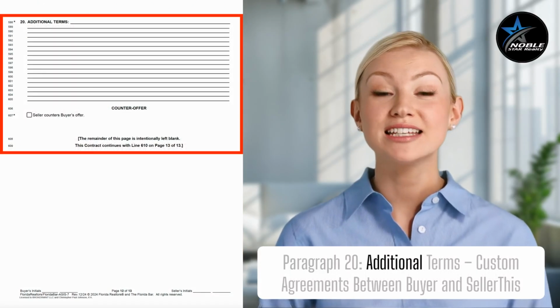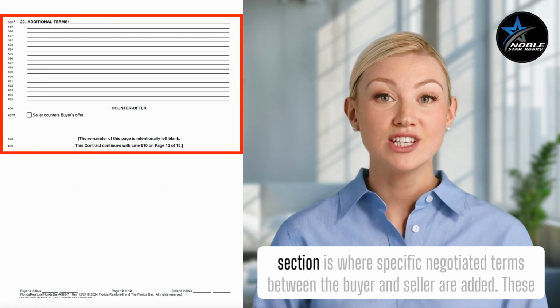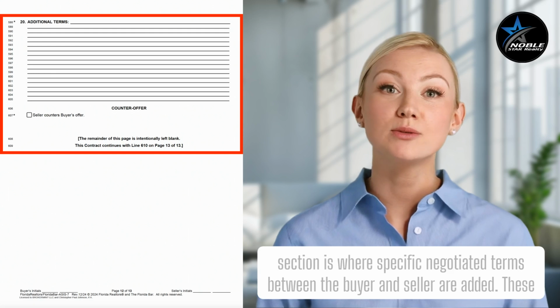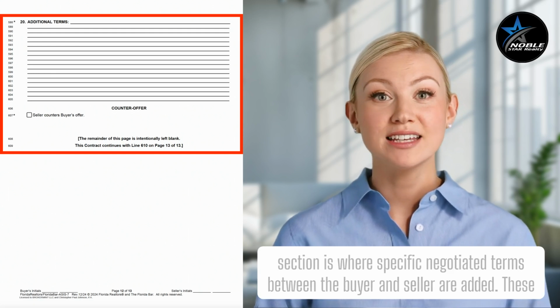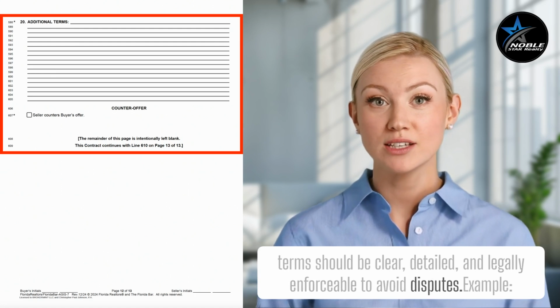Paragraph 20, additional terms, custom agreements between buyer and seller. This section is where specific negotiated terms between the buyer and seller are added. These terms should be clear, detailed, and legally enforceable to avoid disputes.